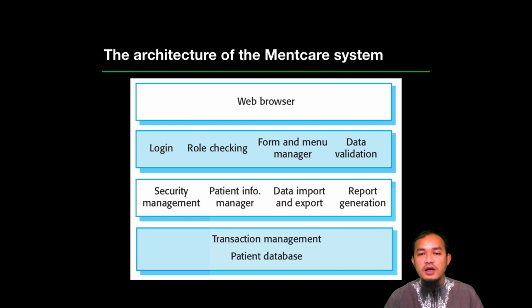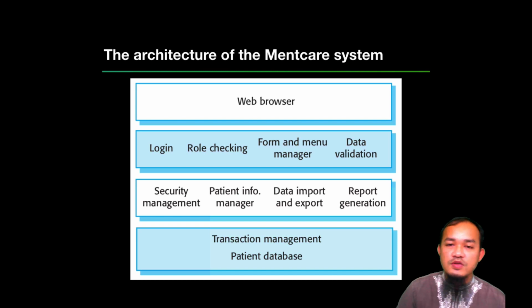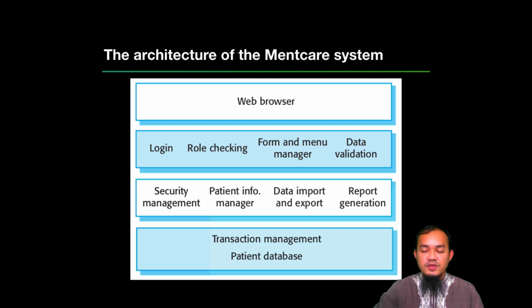Okay, we have a mental care system. This is another example of implementing the layer architecture pattern. From the web browser you do login, and then do any kind of feature, for example report generation from the database. Patient database, transaction management database. You see this one. They divide it into the layer architecture pattern.